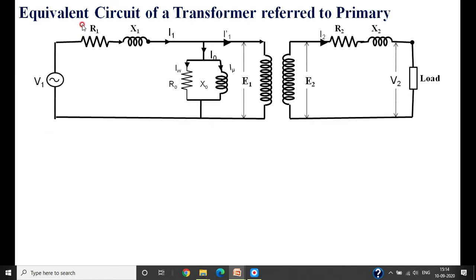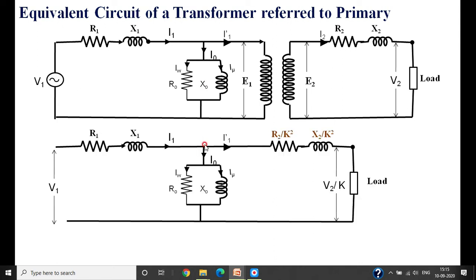See here, this is the original circuit with R1, X1, R2, X2, and this is the no load component R0 and X0 that I am representing. Now my next step is the equivalent circuit referred to the primary side. Therefore, I am transferring R2, X2, the load, I2, everything to the primary side, so that I will get only one circuit. How exactly? We know that if you are transferring R2 to the primary side, you have to divide by the square of the transformation ratio. The R2 in the secondary has its equivalent in the primary as R2 by K square.